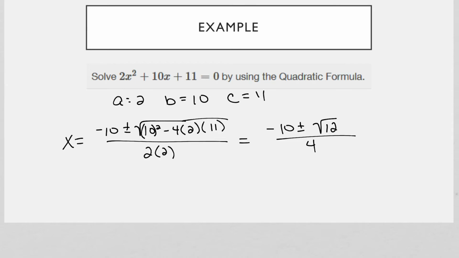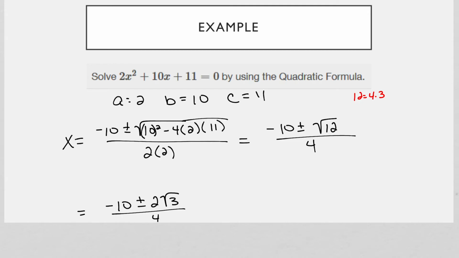Okay, so I can't easily take the square root of 12, but I can simplify 12. Remember, 12 is the same thing as 4 times 3, right? Okay, so I can take the square root of 4. All right, so then I've got negative 10 plus or minus 2 square roots of 3 all over 4.